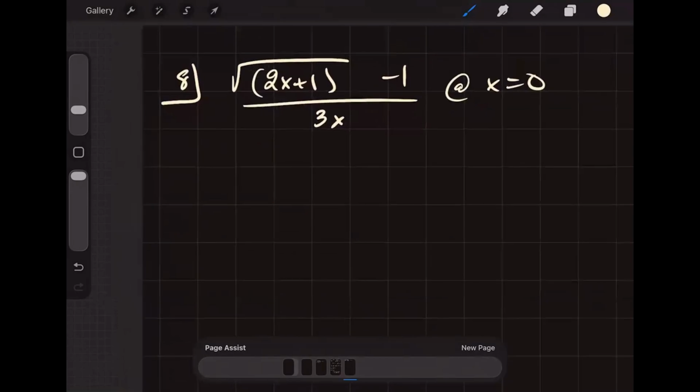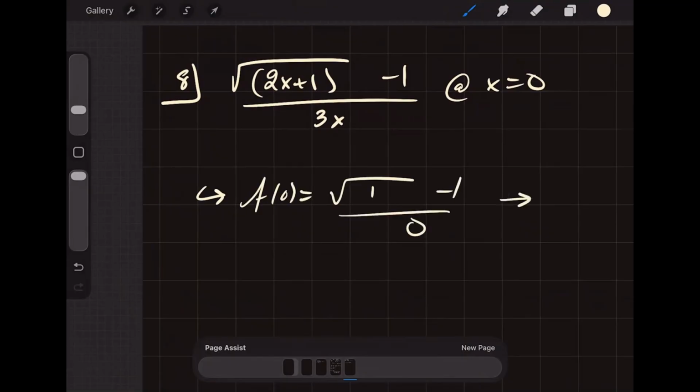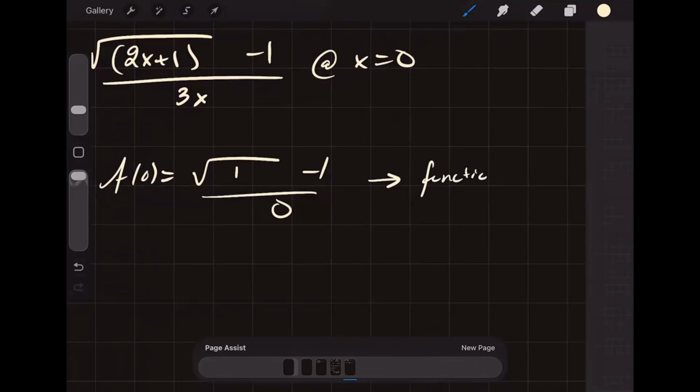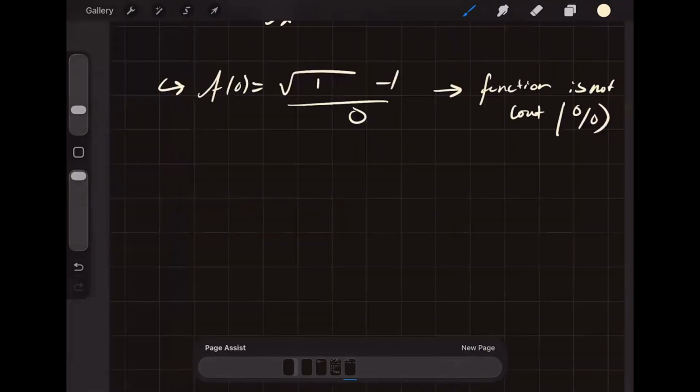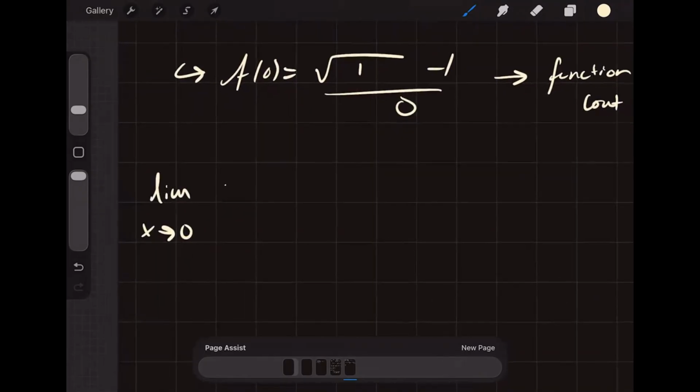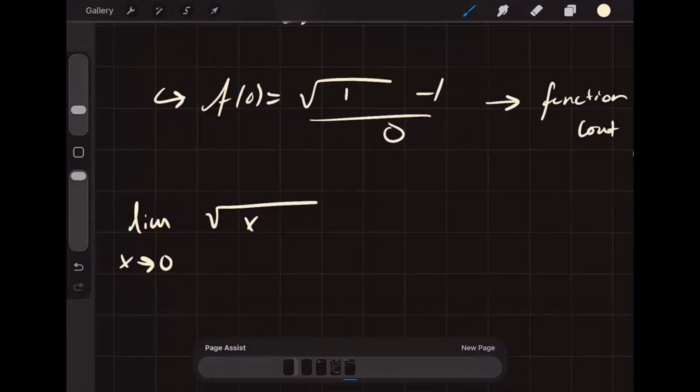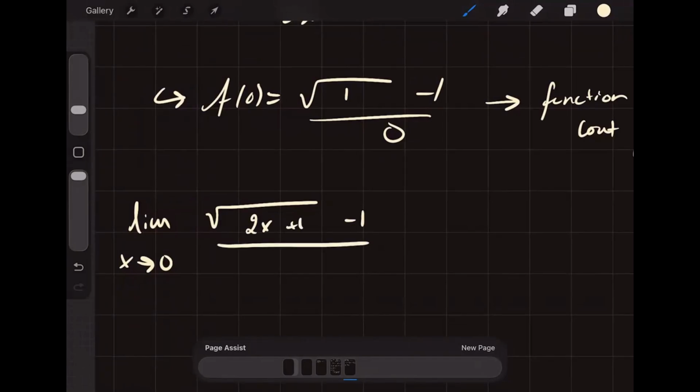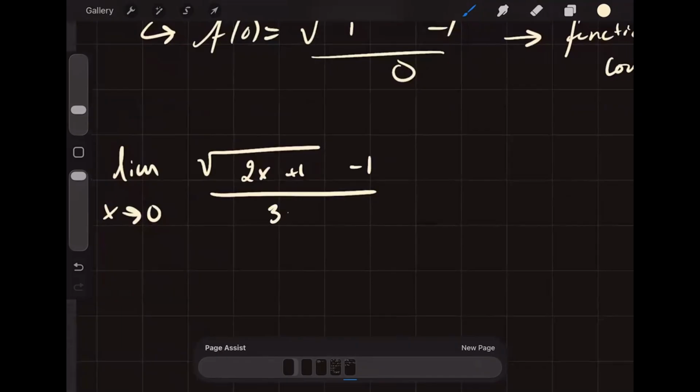Oh no, actually, yeah, this is problematic. If we try to plug it in, f of 0 is going to equal 1 minus 1 over 0. So the function is not continuous because you're getting 0 over 0, right? But you can still check for the limit. So the limit as x approaches 0 of the square root of 2x plus 1 minus 1 all over 3x.